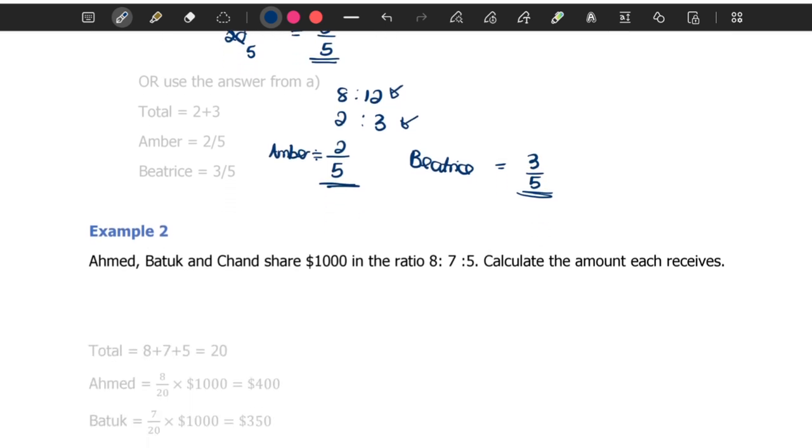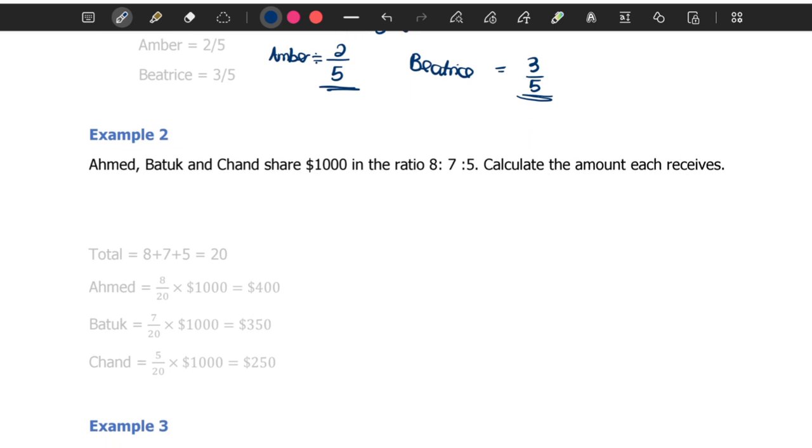And then now the second example says Ahmed, Batuk, and Chand share $1,000 in the ratio 8:7:5. Calculate the amount each receives. So we have Ahmed. The order is important. The order in which they are mentioned is the order in which the ratios appear. So Ahmed is the one represented by 8, Batuk is the one represented by 7, and Chand is the one represented by 5, right?